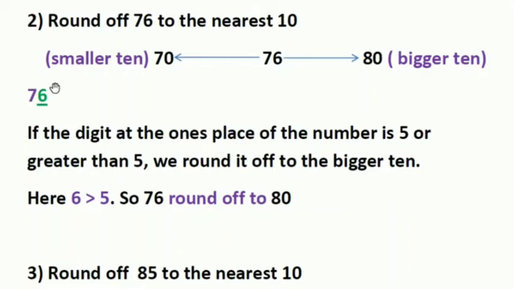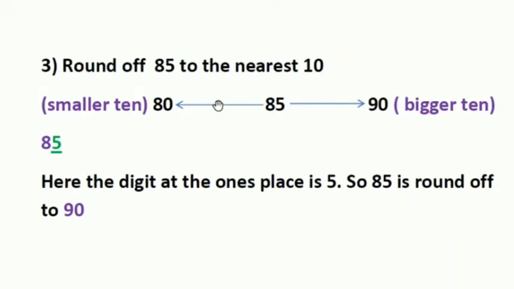Okay children, the next question. Round off 85 to the nearest 10. Can you think, children? Which two numbers does 85 lie between? 80 and 90 lie around 85.